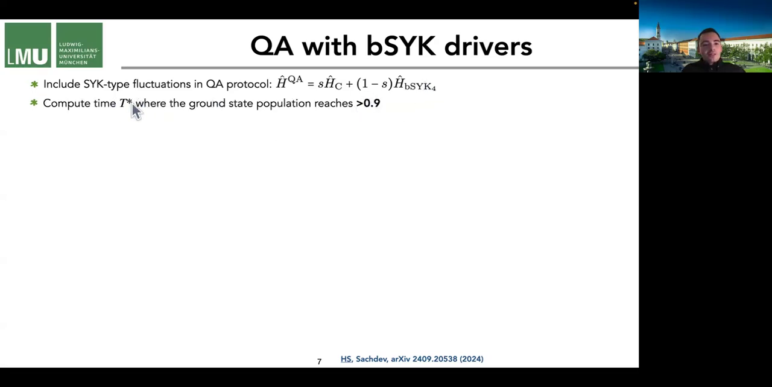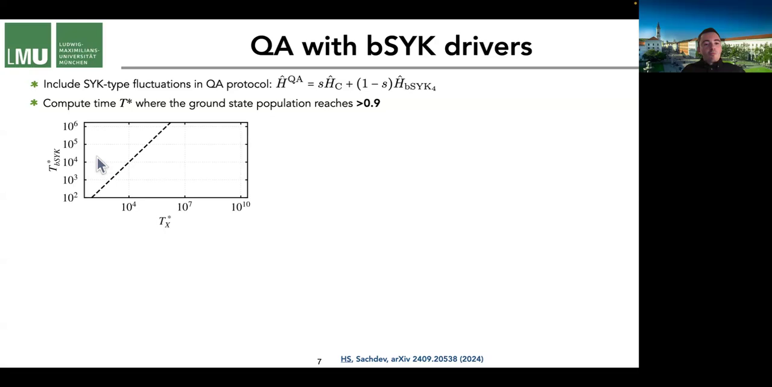And what we basically focus on here is a time which we call T star, where the ground state population reaches a certain threshold, which we put to 0.9. And so we really want high quality solutions that can usually not be achieved within this diabatic peak. You really have to go to this adiabatic regime. Okay, and now we basically compare the T star we get from the bosonic SYK model, which is on the y-axis here, versus the T star we get when using the transverse field schedule. And so essentially everything that will be below this dashed line, which is where the two are equal, we will find that the bosonic SYK Hamiltonian does better.